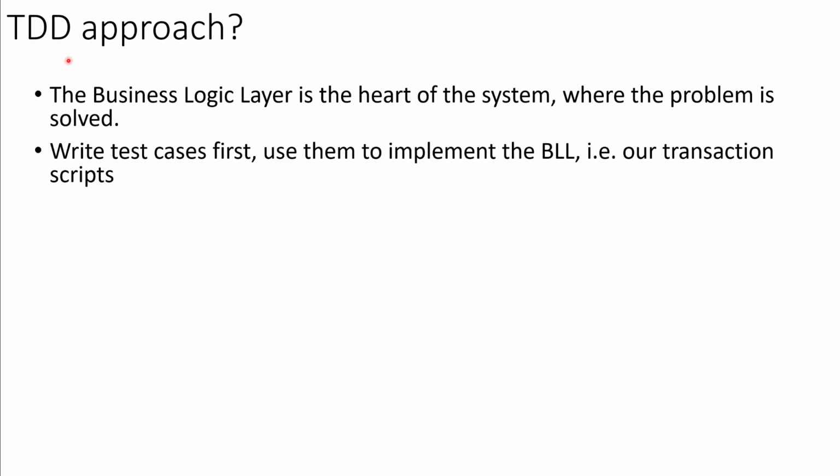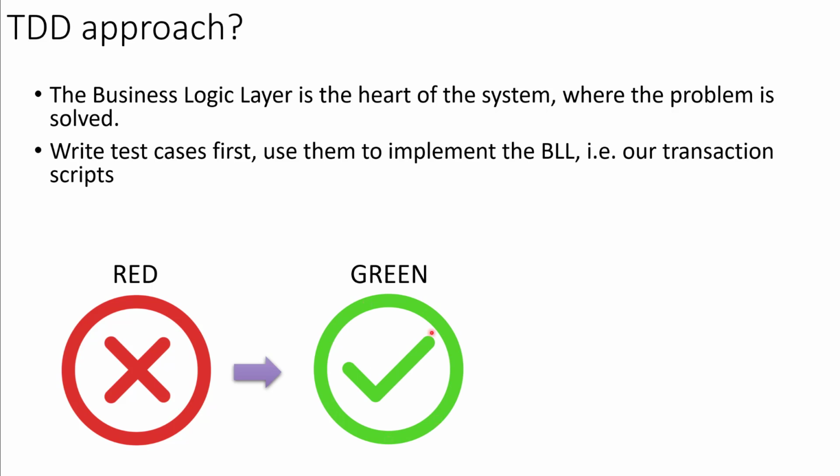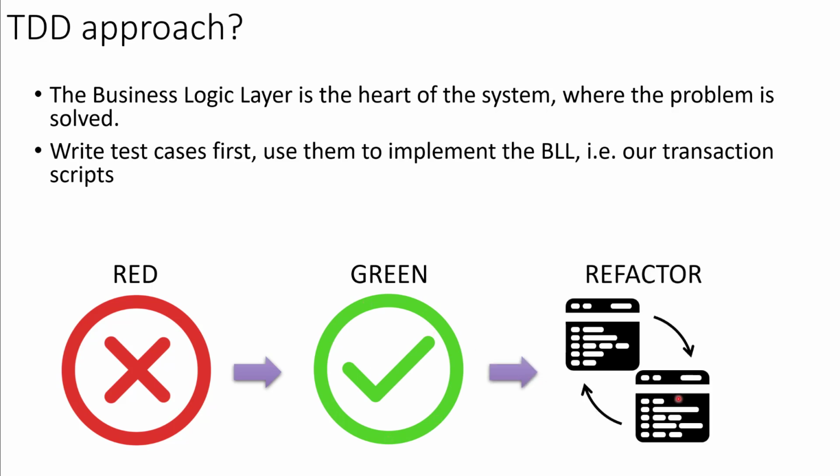And with test-driven development, we write the test cases first, and we use them to implement the business logic layer, meaning our transaction script procedures, methods. So we're going to use the prescribed approach of TDD, meaning red. That's the initial step. You write a failing unit test. So it's failing because we haven't implemented anything of our business logic layer, or we haven't implemented the stuff that we are about to test because we write the test first. Then we write enough code to make the test pass, so now it's green. And then we refactor our code as needed.